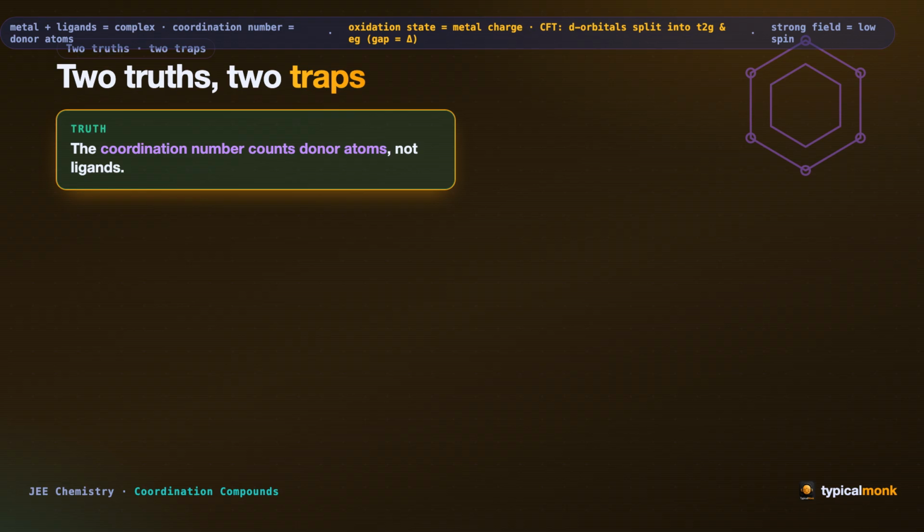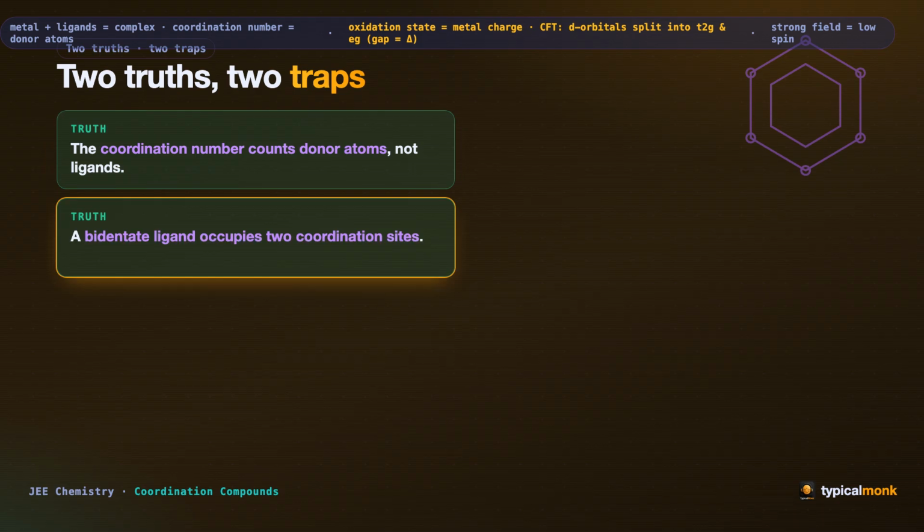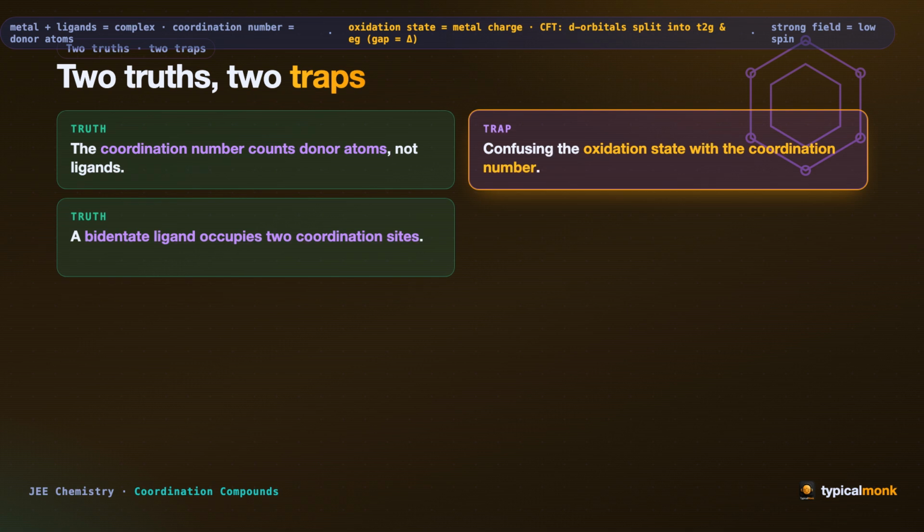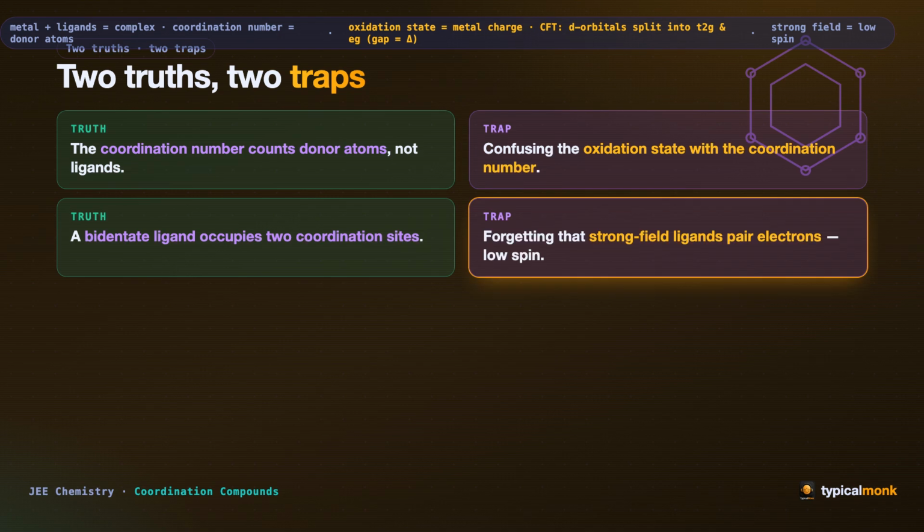Now, the two mistakes that quietly cost marks. The truth, the coordination number counts donor atoms, not ligands. The trap, confusing the oxidation state with the coordination number. The second truth, a bidentate ligand occupies two coordination sites. The second trap, forgetting that strong field ligands pair the electrons, giving low spin.